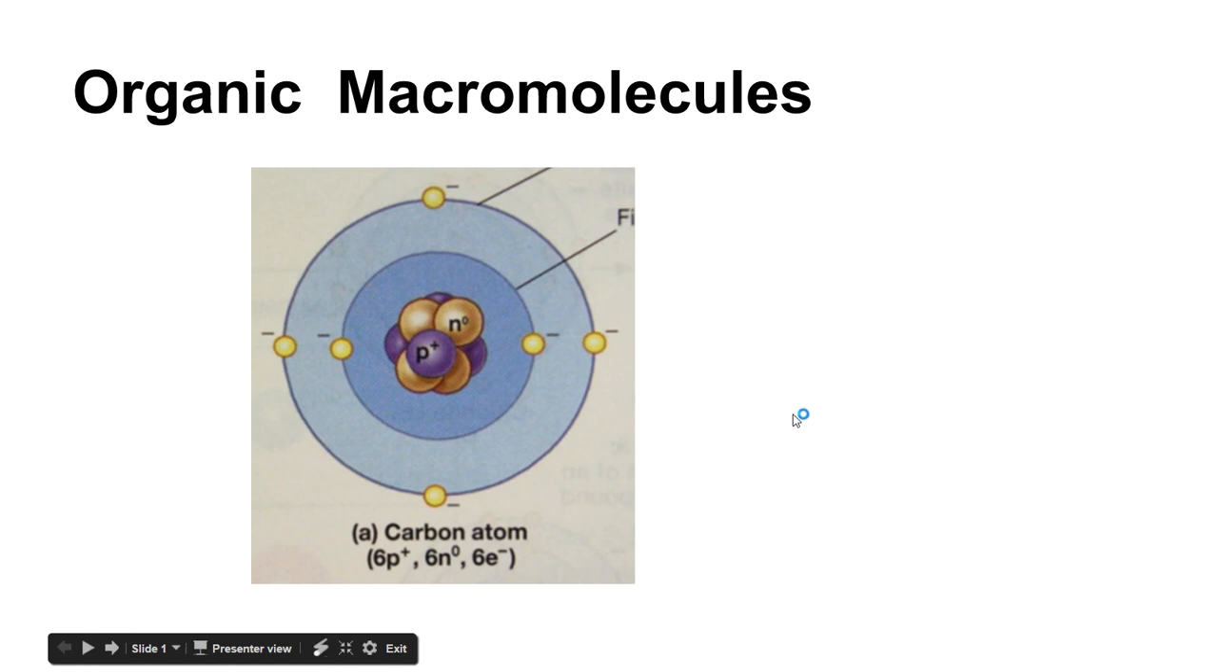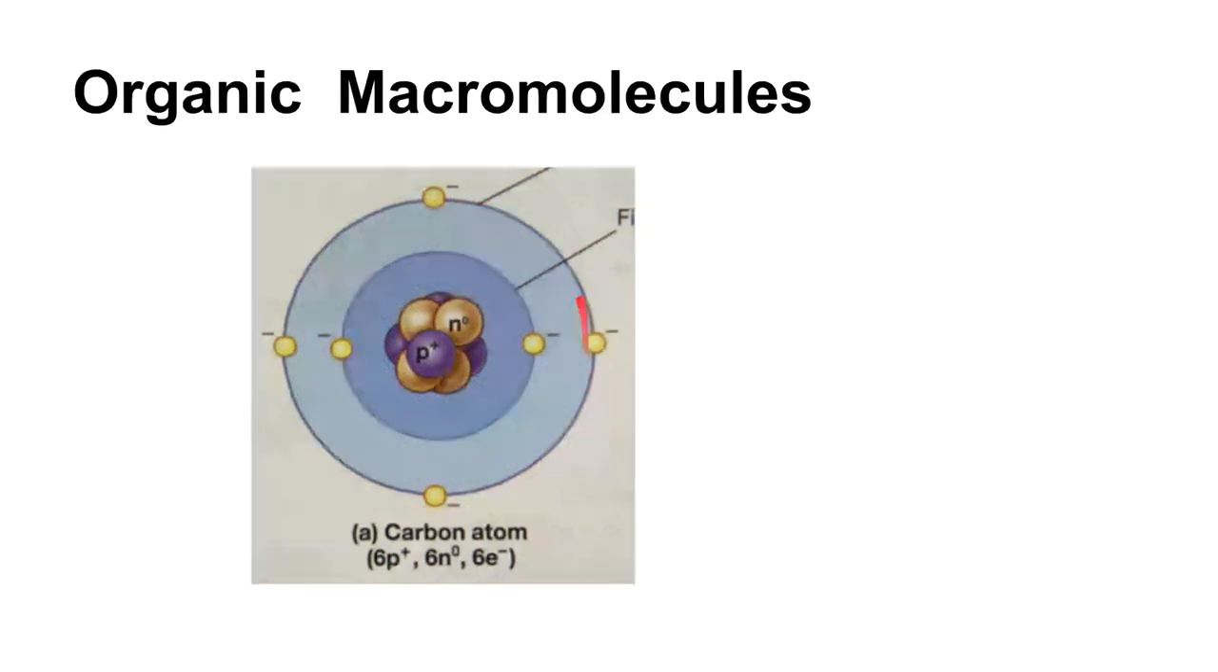When we say organic, we're talking about the macromolecule having carbon in it, and carbon is truly the molecule of life. So living things contain a lot of carbon. And when we look at this here, we can see that carbon has 6 protons, 6 neutrons, and 6 electrons. The protons and neutrons are in here. Neutrons have no charge, neutral charge. Protons are positive, and electrons have a negative charge and exist in orbitals outside the nucleus.